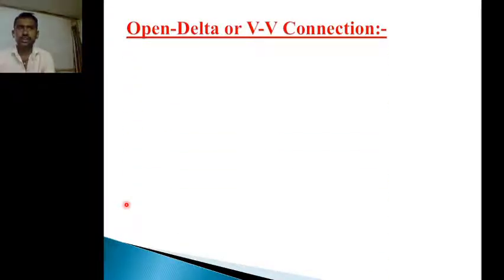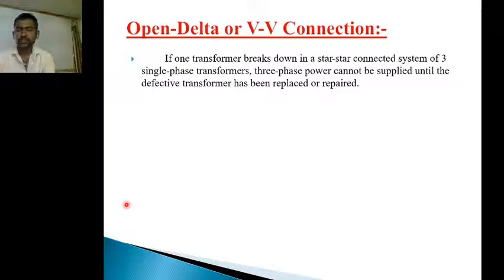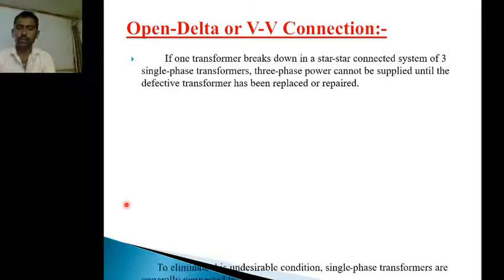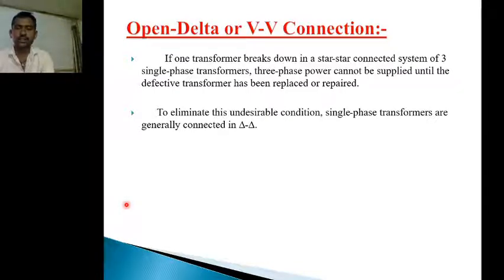If one transformer breaks down in a star connected system of three single phase transformers, the three phase power cannot be supplied until the defective transformer has been replaced or repaired. That means if any one phase is damaged, then the system cannot be used. To eliminate this undesirable condition, single phase transformers are generally connected in the delta-delta connection.